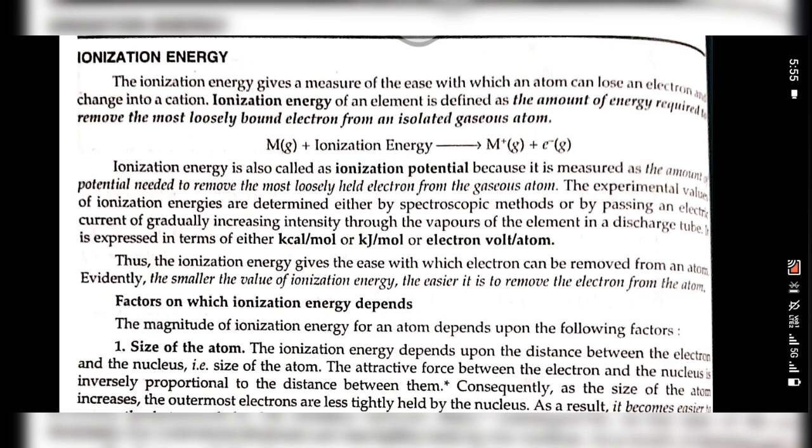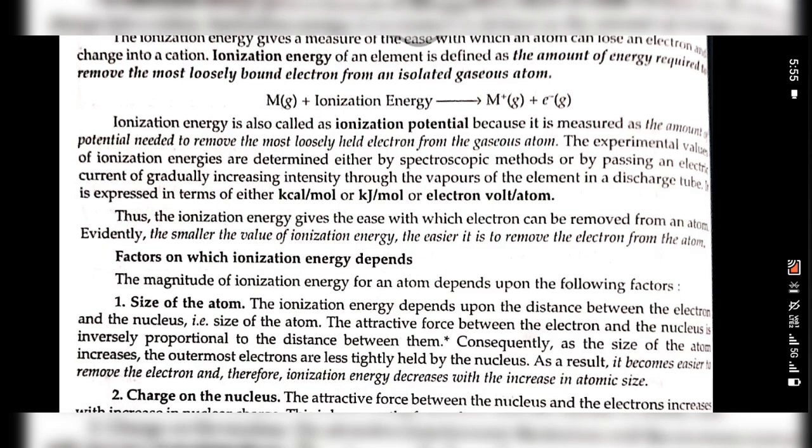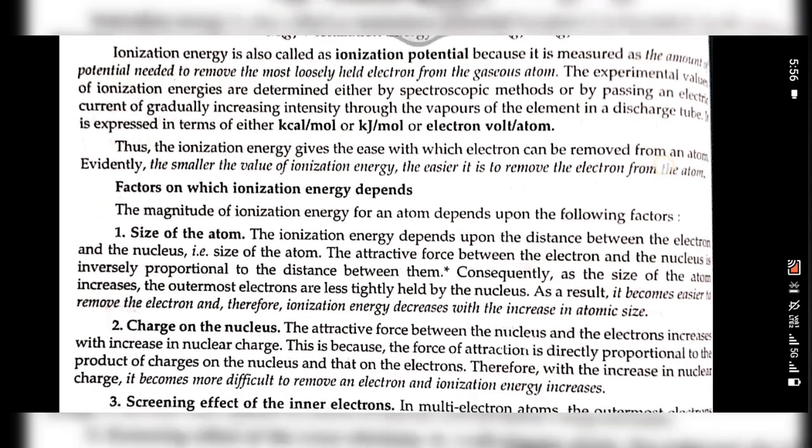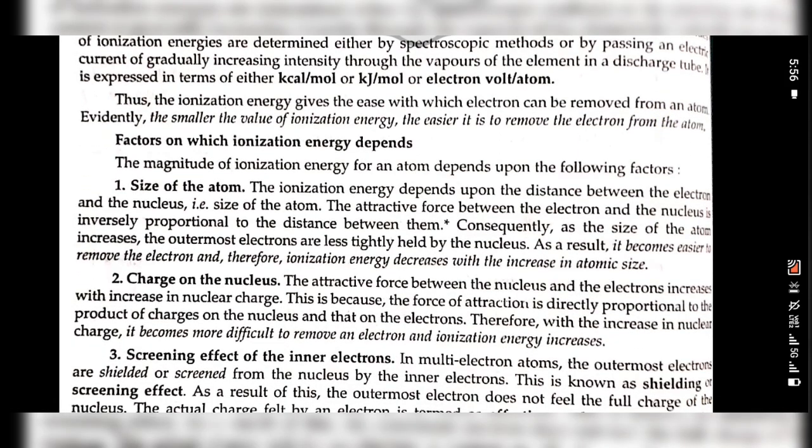Factors on which ionization energy depends. The magnitude of ionization energy for an atom depends upon the following factors. First is the size of atom. The ionization energy depends upon the distance between the electron and the nucleus, that is, the size of atom. The attractive force between the electron and the nucleus is inversely proportional to the distance between them. Consequently, as the size of the atom increases, the outermost electrons are less tightly held by the nucleus. As a result, it becomes easier to remove the electron and therefore ionization energy decreases with the increase in the atomic size.